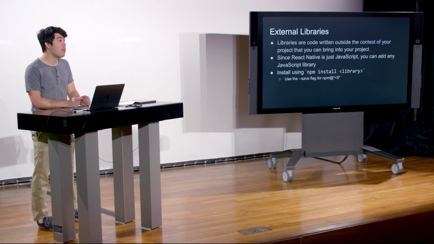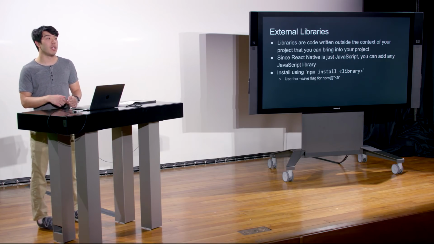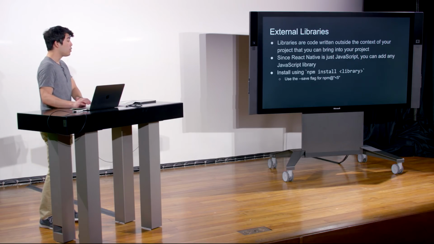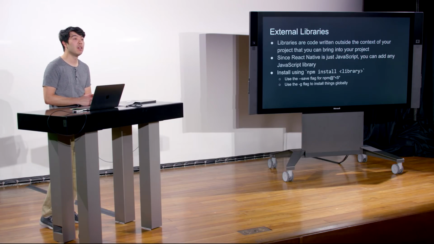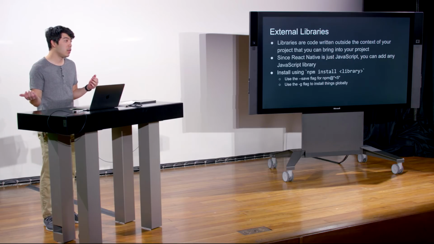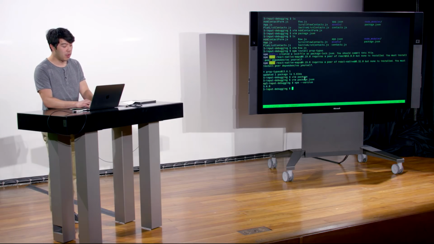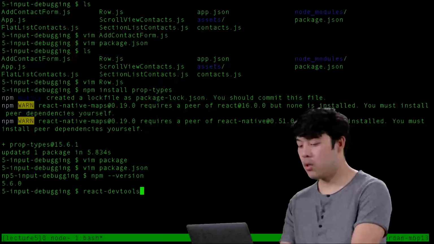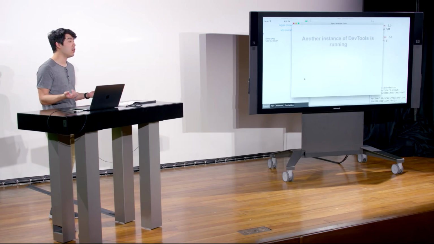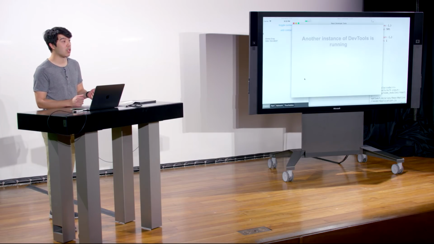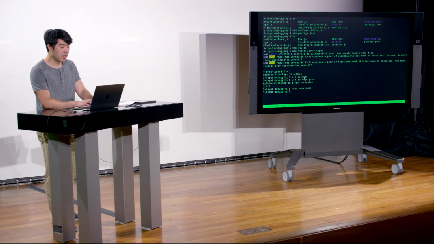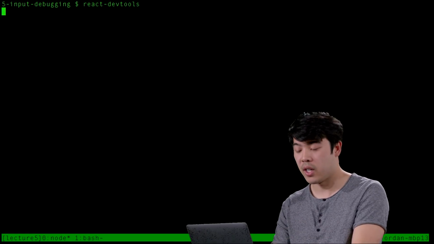flag. Or if you want to install a library globally, like we did with React DevTools, you're going to have to use that -g flag. And what that does is it gives you access to that library everywhere on your computer. And so the reason that we could just type React DevTools at the command line is because that package is installed globally on our computer. The reason it wasn't working is because there's another one running on a separate window.